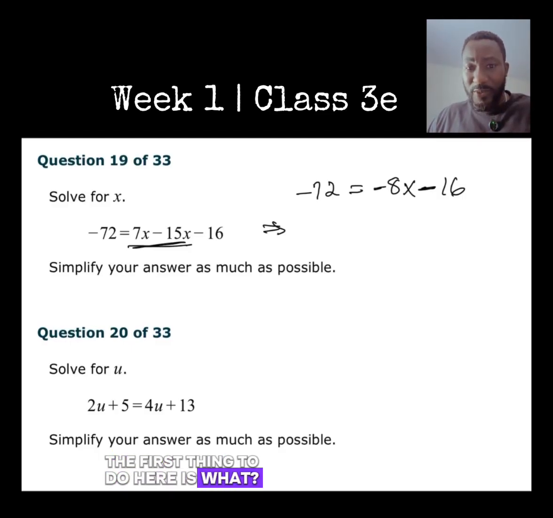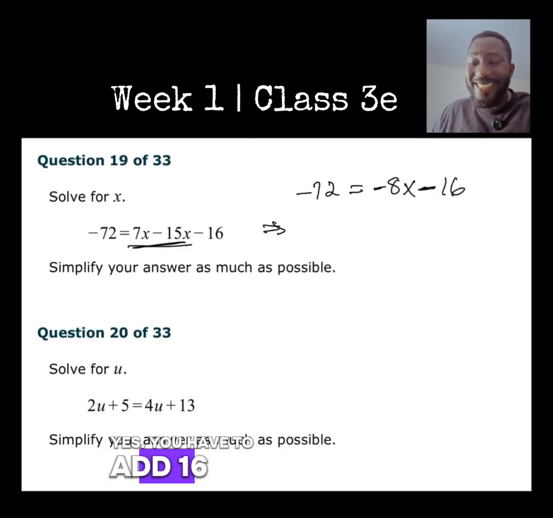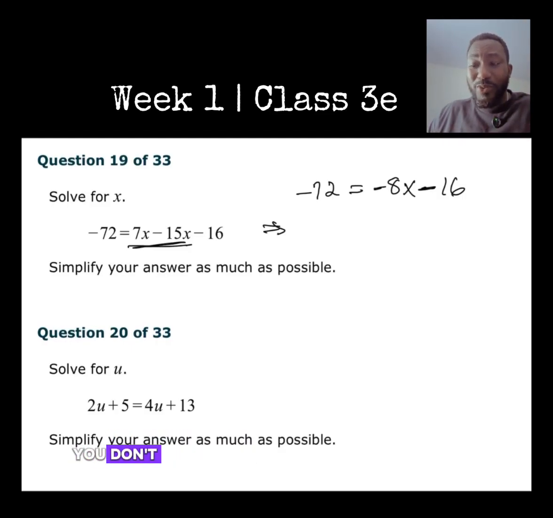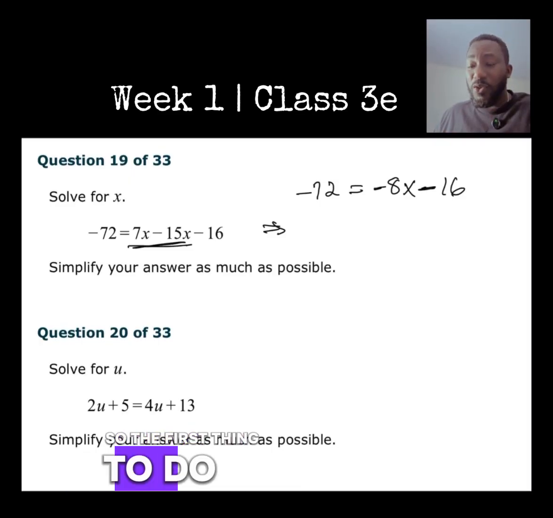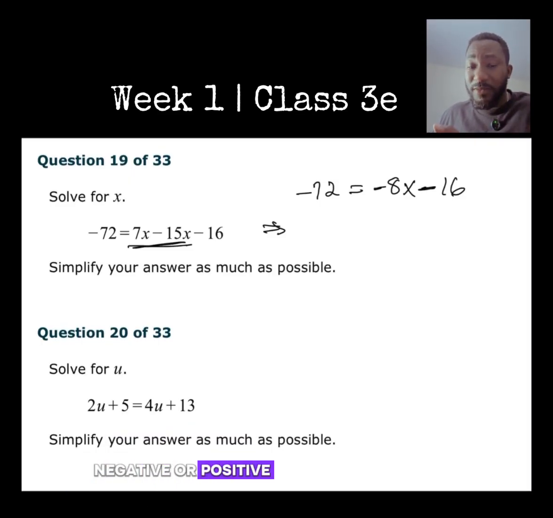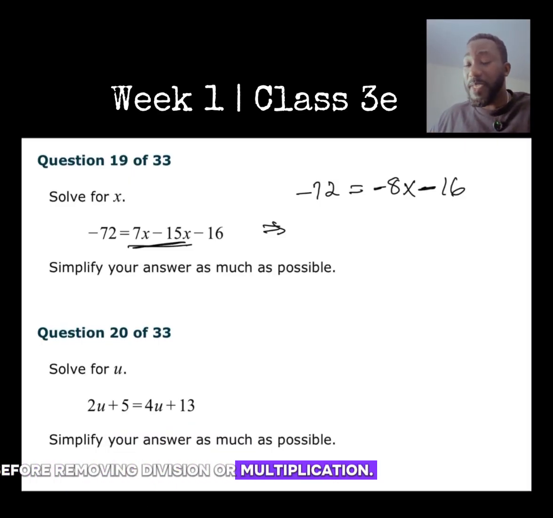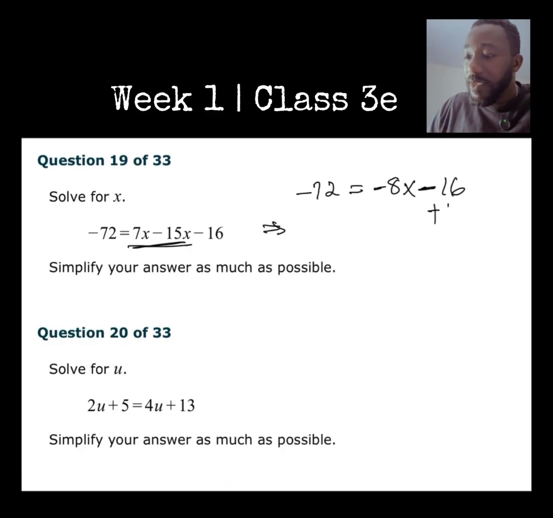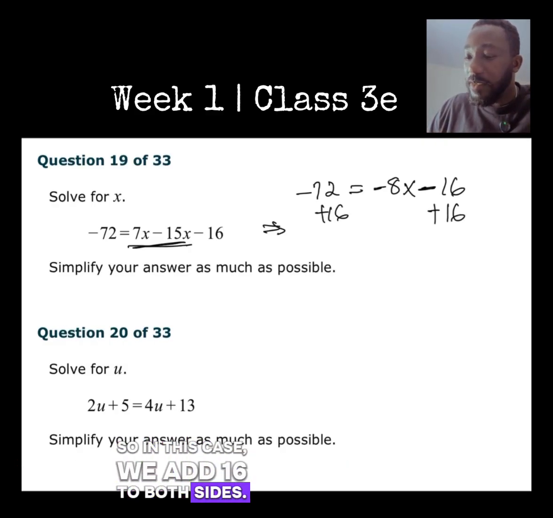The first thing to do here is what? Yes, you have to add 16 to both sides. You don't divide through by negative 8. So the first thing to do is either remove negative or positive before removing division or multiplication. Remember that. That's the punchline. So in this case, we will add 16 to both sides.